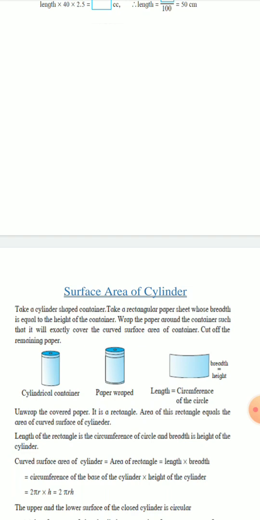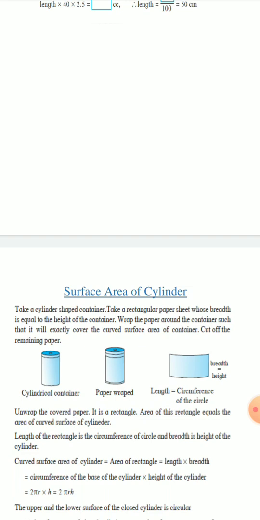Now what I will do is take a cylindrical container, and I will take one piece of paper which is rectangular in shape. Care should be taken that the width of that paper is equal to the height of the container. The next step is to wrap this paper around the cylindrical container, and whatever paper remains, I just have to cut it down.